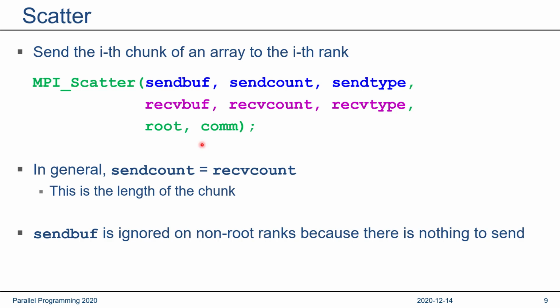In general, the send count and the receive count should be the same. So this is the length of the chunk of data that is to be sent or received. The send buffer is ignored on all ranks which are not the root because there is nothing to send. So anybody who's not a root sends nothing, they only receive. So send buffer doesn't have to have a sensible value there. But you still have to provide it because it's a collective call, and everybody has to call it. Everybody has the same list of arguments, so you have to give it a value, but it's not used for anything.